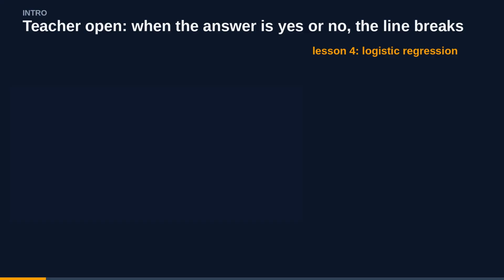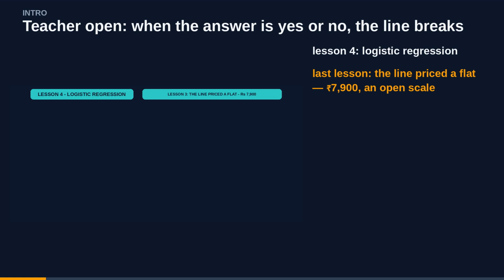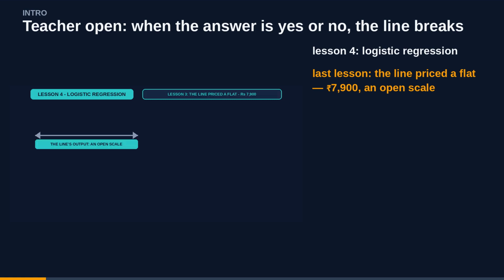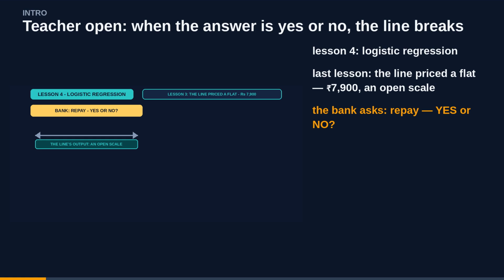Today, let's learn logistic regression, the model you reach for when the answer is not a number but a yes or a no. Last lesson, our straight line priced a flat, 7,900 rupees, a number on an open scale. But walk into a bank and the question changes. A loan officer holds an application and asks, will this person repay, yes or no?